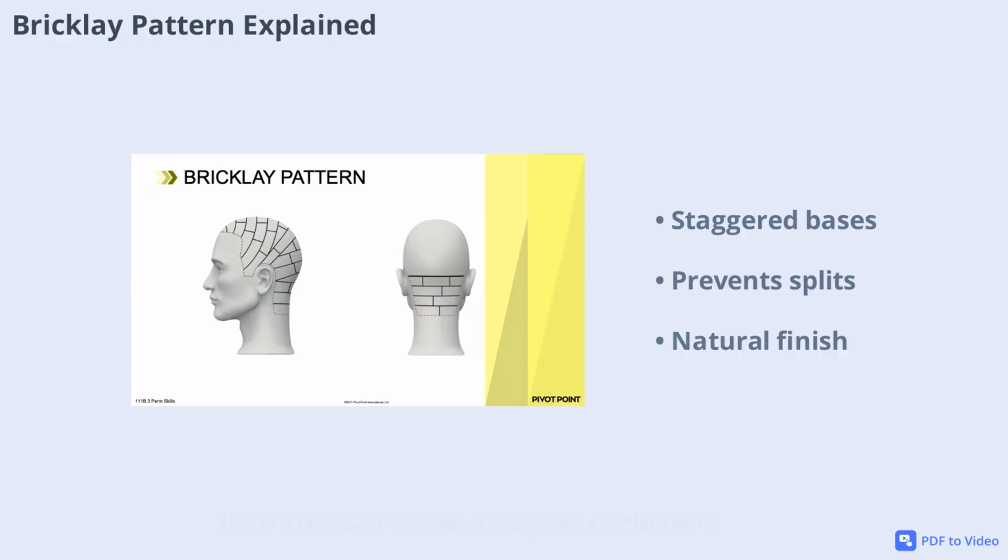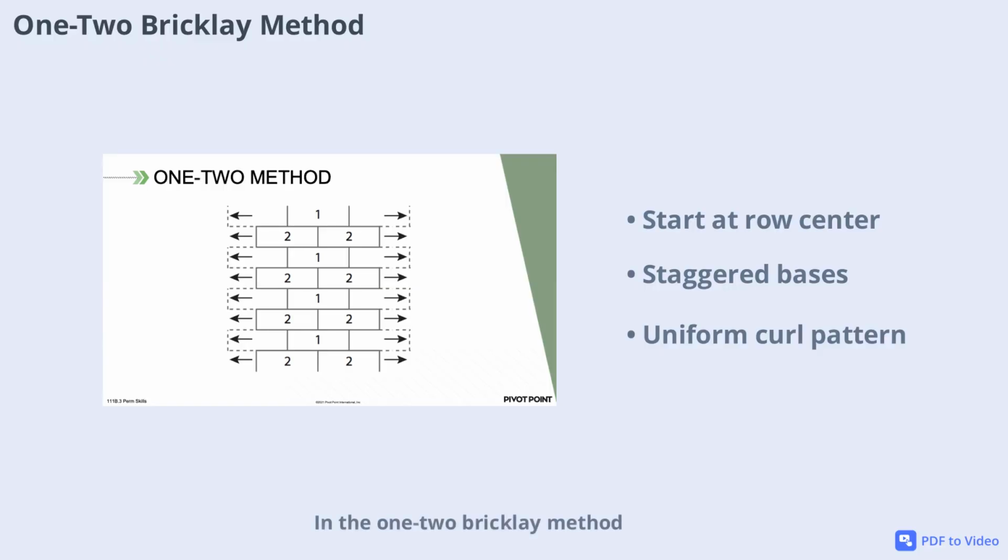The bricklay pattern uses a staggered configuration to avoid splits in the finished style. Bases within each row are offset from the previous row, much like bricks in a wall. This pattern generally uses rectangular and trapezoid-shaped bases, creating a more natural, seamless look and preventing visible partings in the final result. In the 1-2 bricklay method, wrapping begins at the center of each row and the entire row is completed before moving to the next.